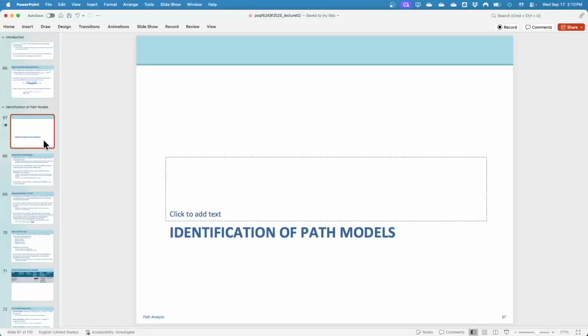Keep moving. All right, identification of path models. I bet you're saying, I look at a picture, if there's rectangles and circles and triangles and arrows, it's a path model, and if it's not, it's not a path model. But that's not what identification means from a statistical point of view.